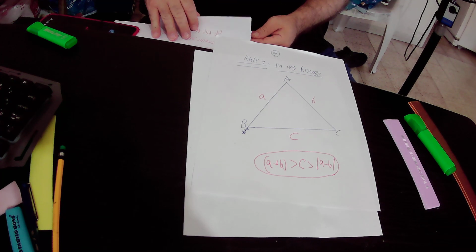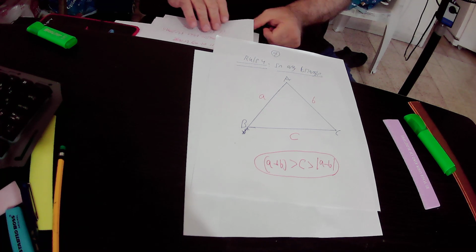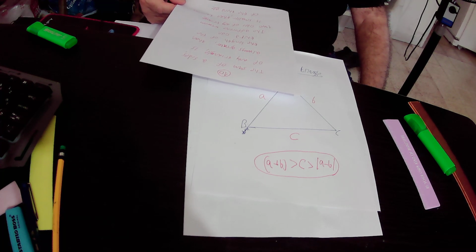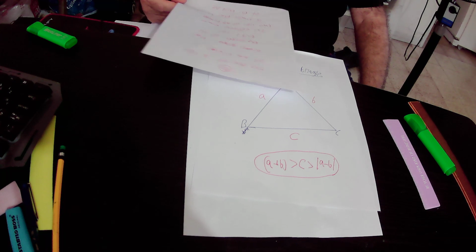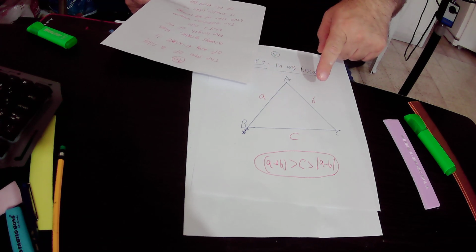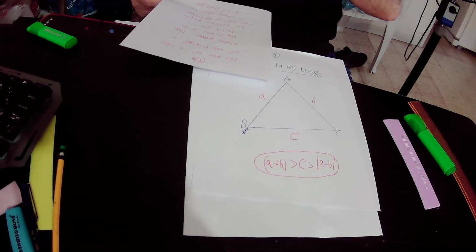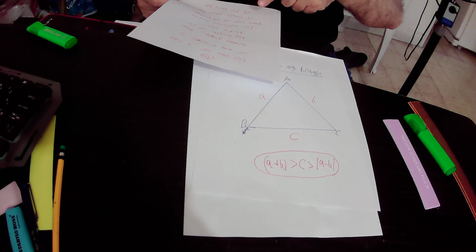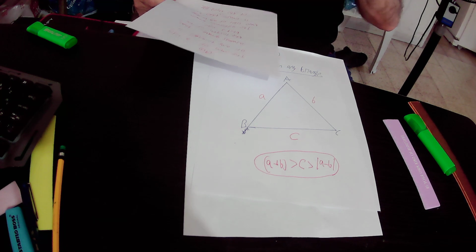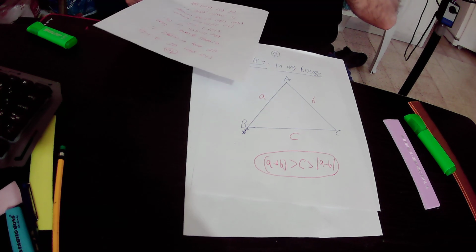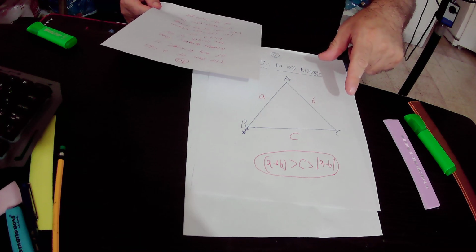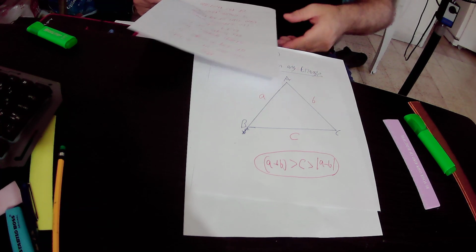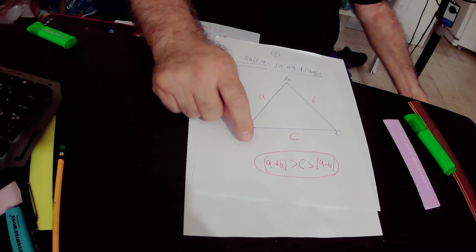So I read rule number 4 again. Rule number 4 states that the sum of two sides of any triangle is always greater than the length of the third side. That is to say, here A plus B will be greater than C from one side. And the second part of rule number 4 is that the difference between two sides of any triangle is smaller than the length of the third side. That is to say, the absolute value of A minus B will be smaller than C. So this inequality summarizes rule number 4.